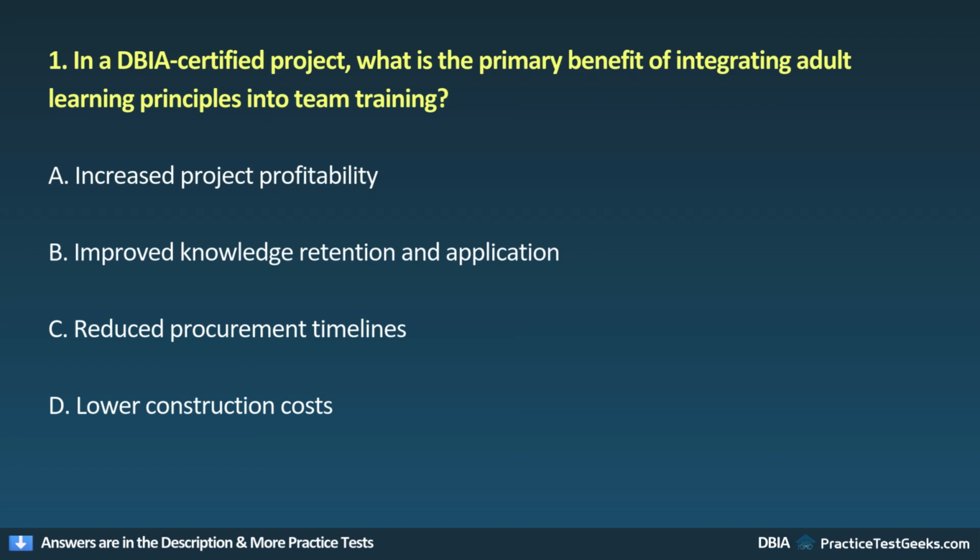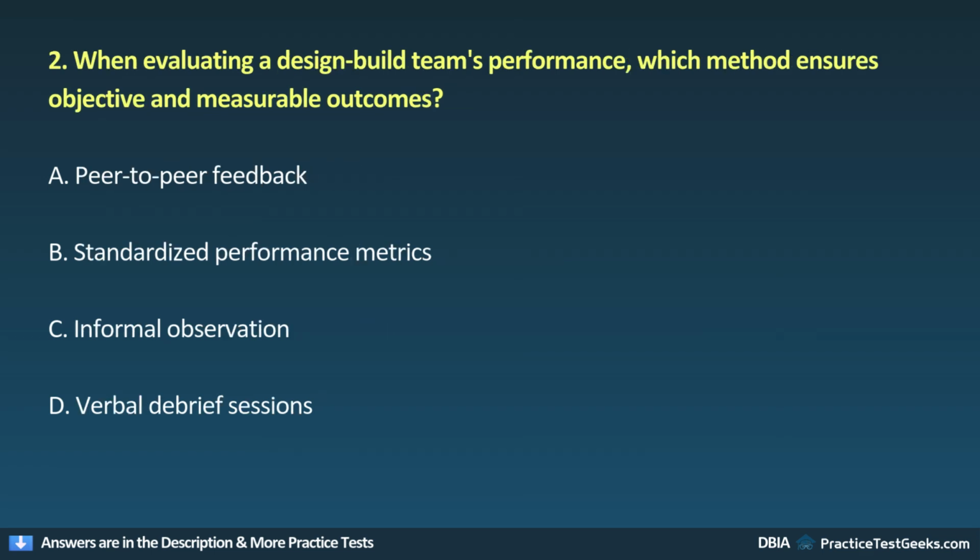1. In a DBIA certified project, what is the primary benefit of integrating adult learning principles into team training? A. Increase project profitability. B. Improved knowledge retention and application. C. Reduced procurement timelines. D. Lower construction costs.